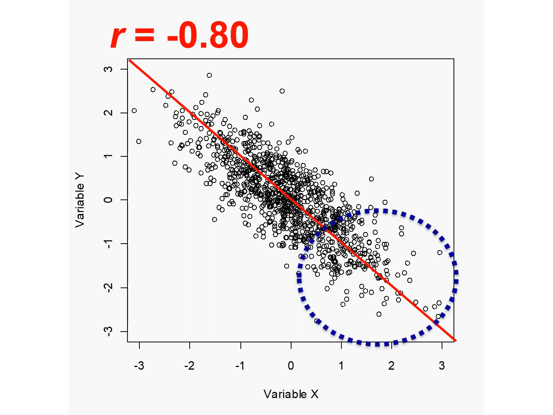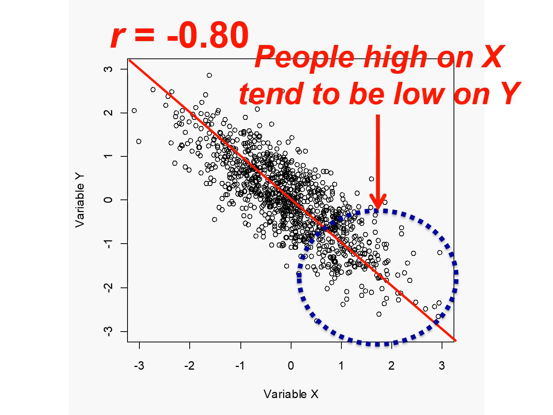When the correlation is negative, there are a lot of people in this lower right corner. They have high scores on x, but low scores on y. When x and y are negatively correlated, people high on x tend to be low on y.